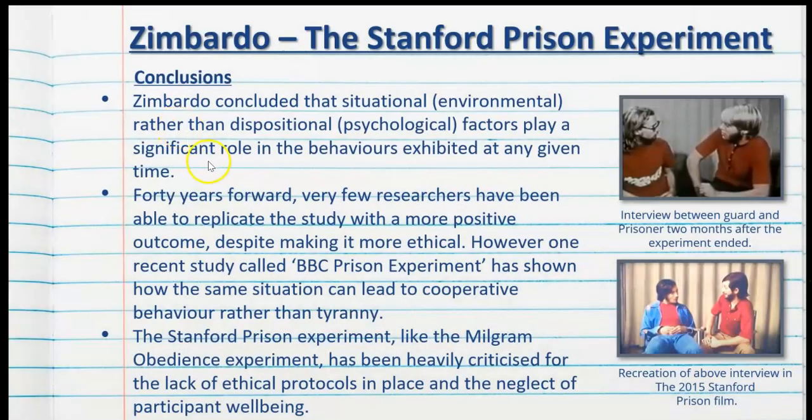The conclusions from the study are that situational or environmental factors rather than dispositional factors play a significant role in the behaviours exhibited at any given time. 40 years forward, very few researchers have been able to replicate the study with a more positive outcome, despite making it more ethical. However, one recent study called the BBC Prison Experiment has shown how the same situation can lead to cooperative behaviour rather than tyranny. The Stanford Prison Experiment, much like the Milgram Obedience Experiment, has been heavily criticised for the lack of ethical protocols in place and the neglect of participant well-being.